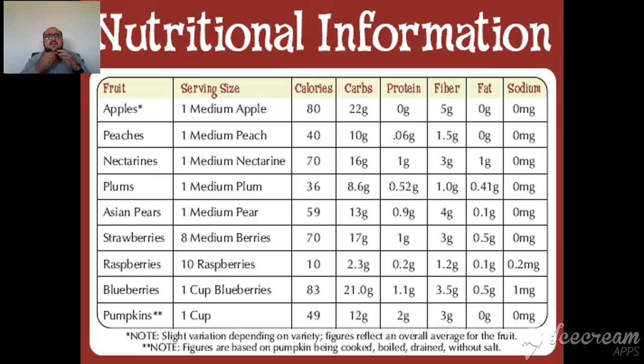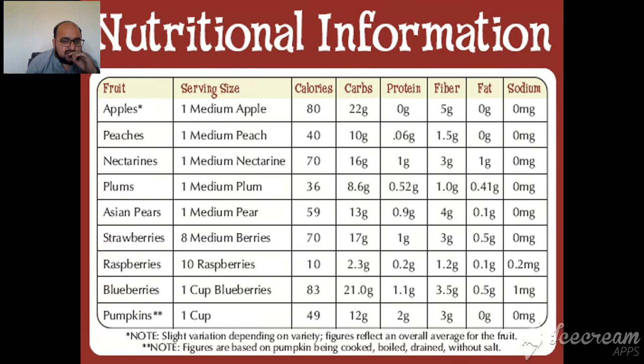While nectarine also contains 70 calories of energy, 16 gram carbohydrate, 1 gram protein, 3 gram fiber, 1 gram fats and 0 milligram sodium. Plums, 1 medium plum, which provides 36 calories of energy, 8.6 gram carbohydrate, 0.52 gram protein, 1.0 gram fiber, 0.41 gram fats and 0 milligram sodium.